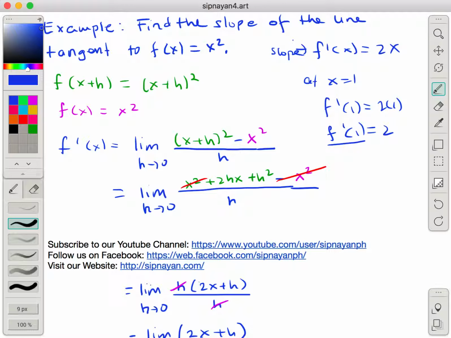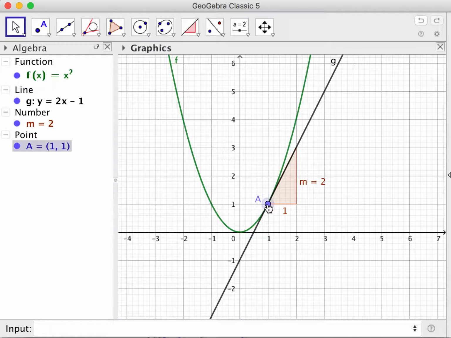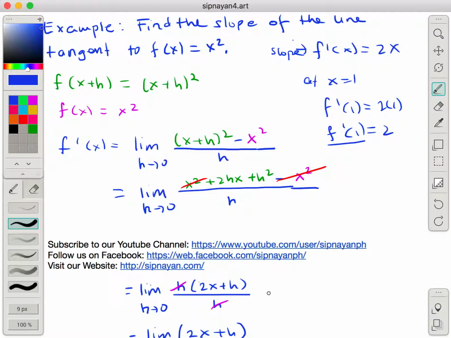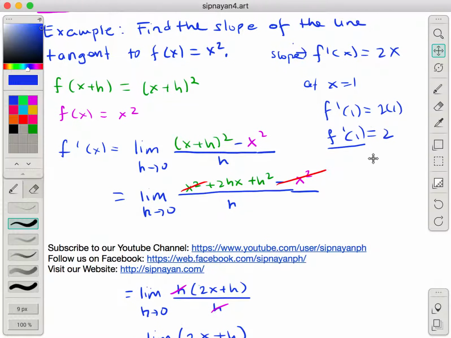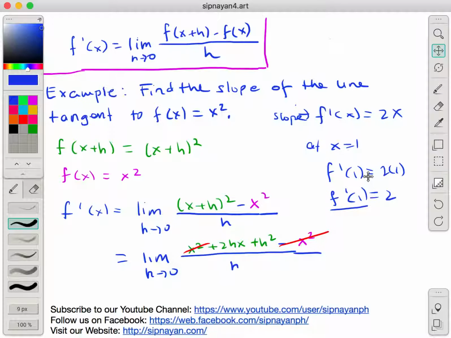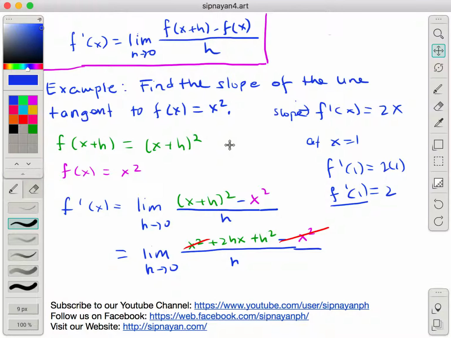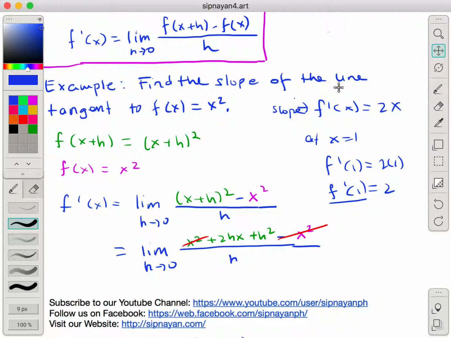So, 2. No? So, makita nyo naman, di ba? At x equals 1, ito. X equals 1, ibig sabihin yung x-coordinate ng point na to. At x equals 1, ang slope natin ay 2. Okay, so this is an example of how to find the slope, no? Using the definition of derivative. The definition of derivative, ginamit natin siya to find the slope of a line tangent to a function, in this case, f of x equals x squared.